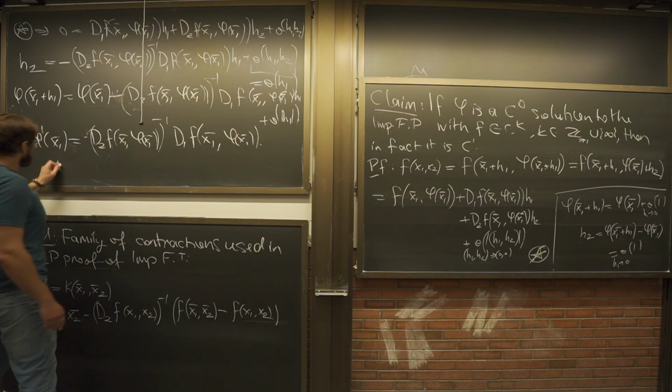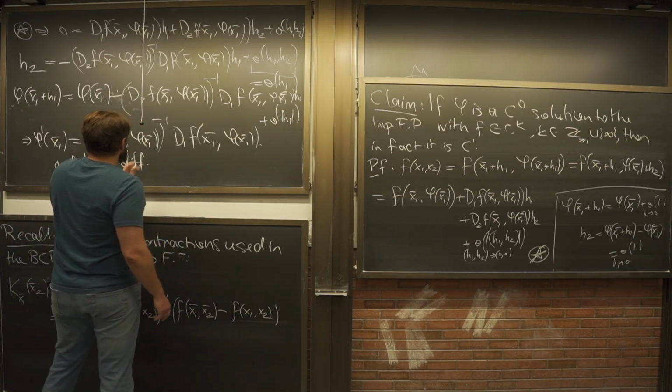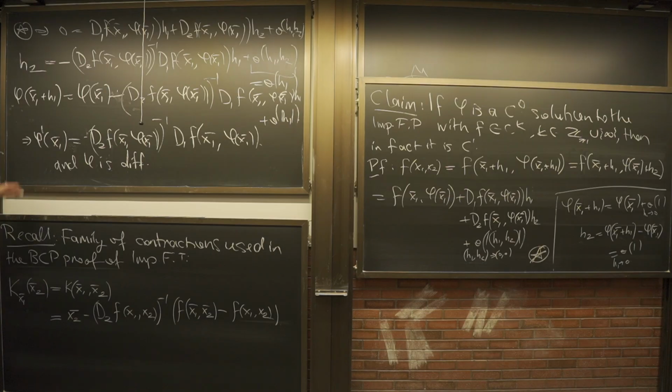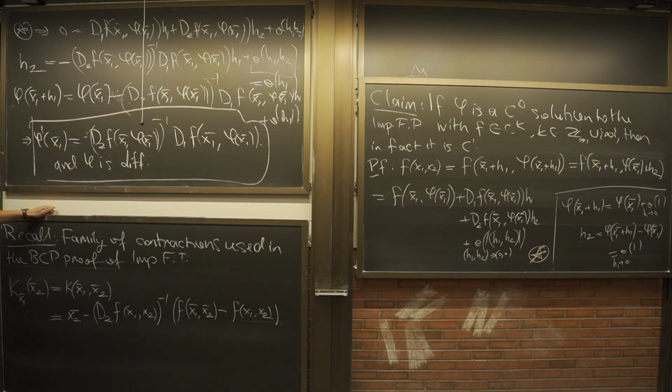And phi is differentiable. Okay, this shows that if you have a continuous solution to the implicit function problem, then that solution is differentiable, in fact, with this specific formula for the derivative.